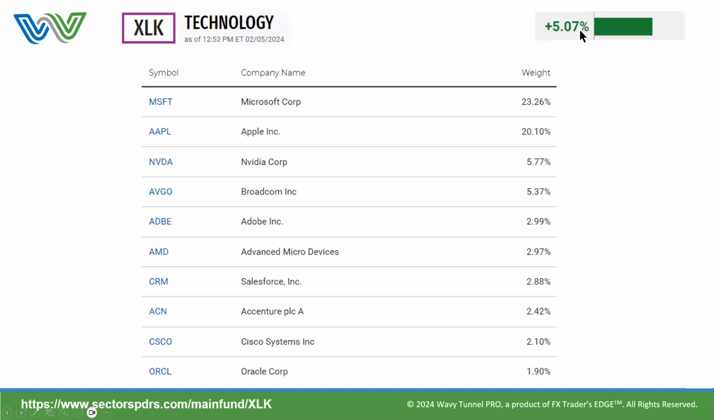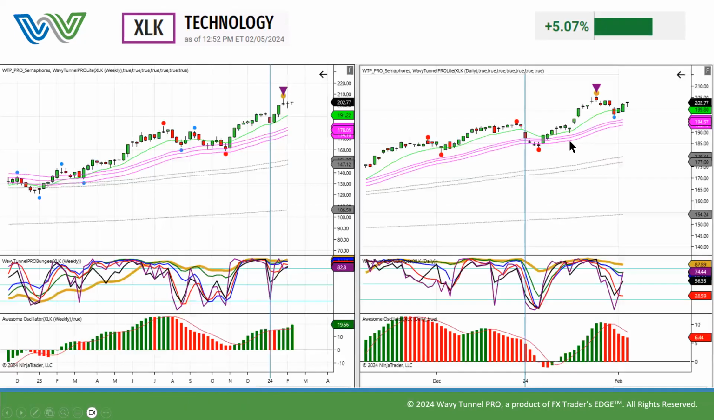Here's technology up 5.07%. We have one more after this. Microsoft, Apple, Nvidia, biggest holdings here. Okay, really big holdings. And start of the year, vertical line, we've gone up. Here we had some nice consolidation on the weekly. So we came right down into the wave. This was a nice area to be buying. Okay, nice area to be buying. And we are trading, I just looked, we're trading up here now.